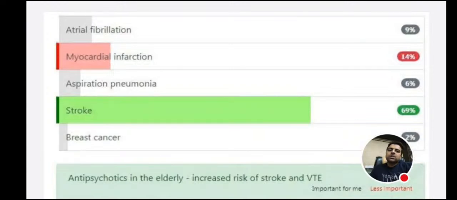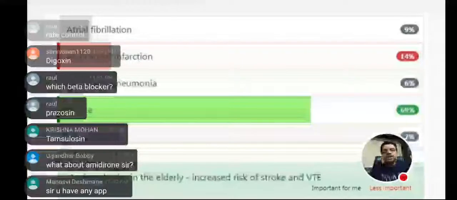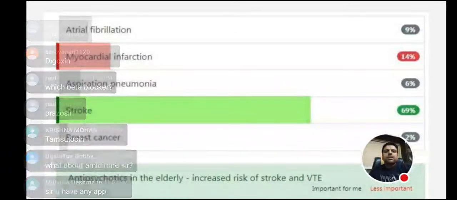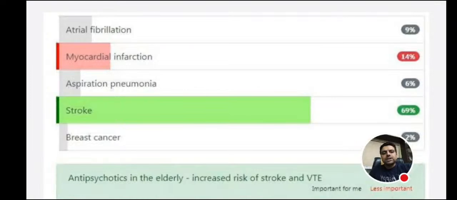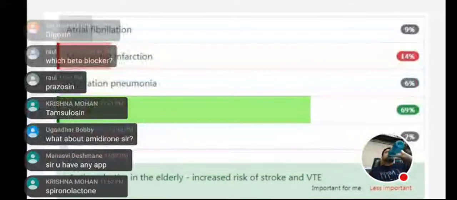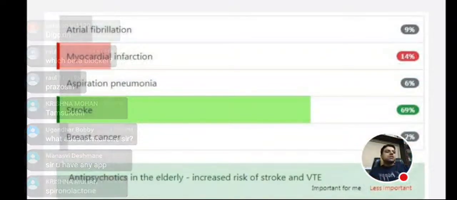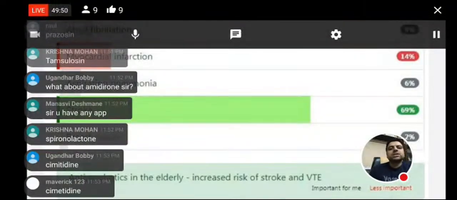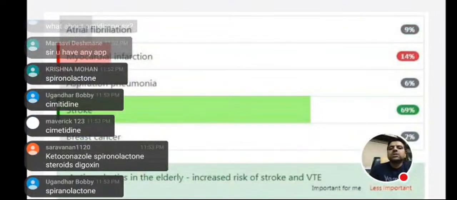Name the drugs which cause gynecomastia. No, I don't have any app. Name the drug which causes gynecomastia. Spironolactone, yes, it causes gynecomastia. What other drugs cause gynecomastia? Cimetidine. What else? Ketoconazole, spironolactone, steroids, digoxin. Absolutely right.